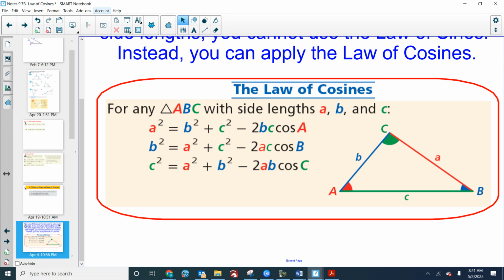But what if you're trying to solve for side B? Wouldn't you use the second formula? And angle B goes over here. And what if you're trying to solve for side C? Angle C goes over here. And we'll notice a couple other patterns here in just a second.